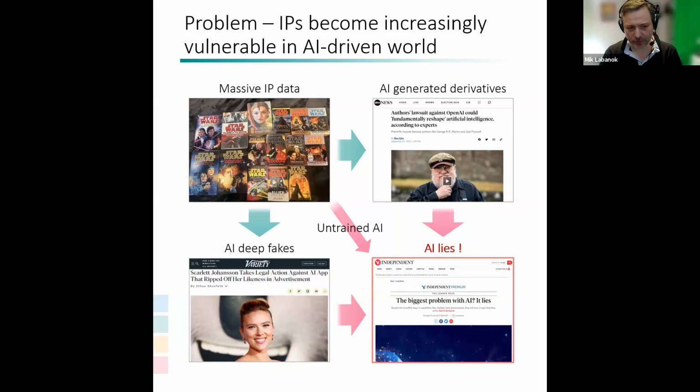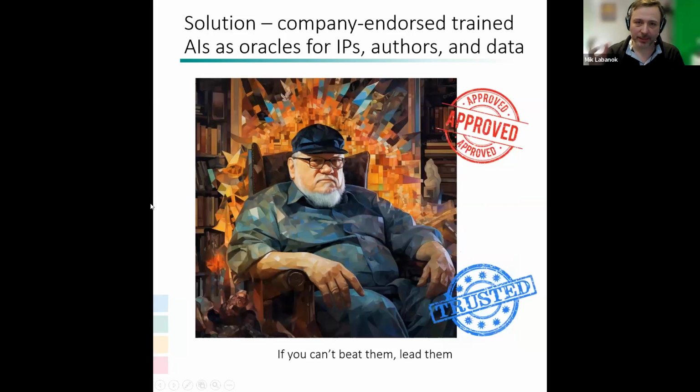All of this is multiplied by how the AI algorithm works. And in the words of one of the founders of OpenAI, when it doesn't know the answer, it tends to hallucinate reality. So AI needs very specific training to be true to the source. One of the main problems of the AI as of now is that it tends to lie. And that's where we think the problem is, but that's exactly where the opportunity and a potential solution lie, which we want to suggest to Bertelsmann companies. The solution, as we see it, is company-endorsed and trained AIs as oracles for IPs, for authors, and for data. In simple words, if you cannot beat them, you've got to lead them.